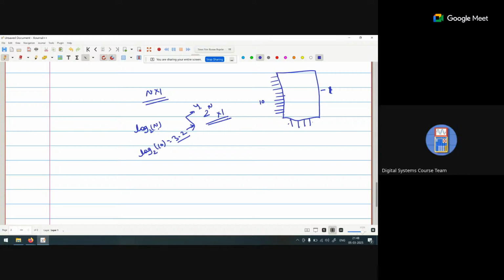Maybe we have only 12 or 13 inputs. What should we do in this case? If we are taking 4 select lines, our multiplexer size is automatically 16 cross 1. 1, 2, 3, 4, 5, 6, 7, 8, 9, 10, 11, 12, 13, 14, 15, 16. 4 is the select line, and 1 is the output. Now we apply the input to 10 pins, and the remaining 6 pins are connected to ground, so they are not used.